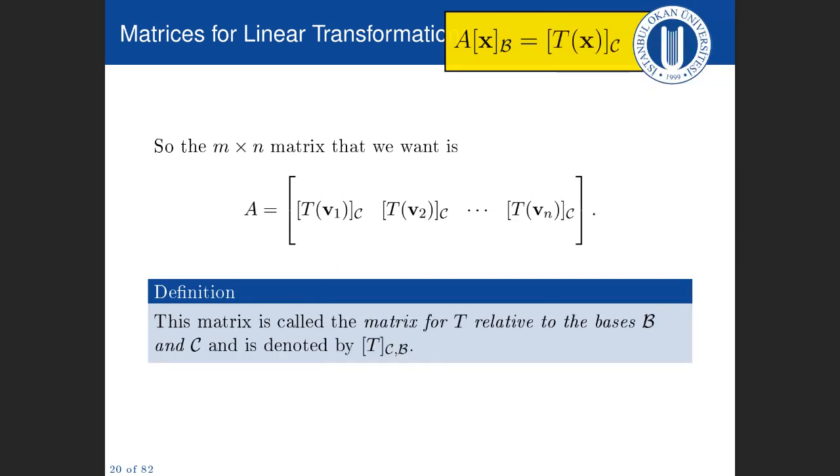This matrix is called the matrix for T relative to the bases B and C. And we denote it like this: square bracket T square bracket C comma B. Now this might look a little bit wrong to you first of all, because we're mapping from V to W. The domain V has basis capital B and the target W has basis C, and yet we're writing C on the left and we're writing B on the right.